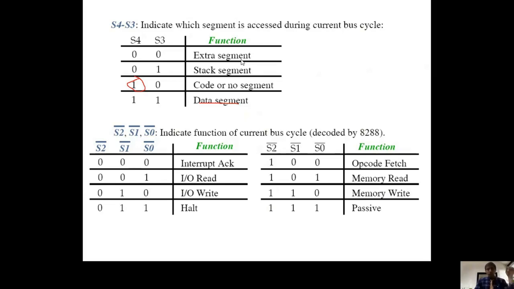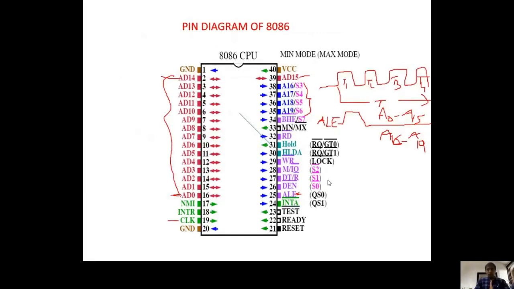Similarly, let us see the other status lines here. We have 3 more status lines, and these 3 status lines come under maximum mode. Let us see how we are selecting this set. These are A24 to A31. Whether we are selecting left side signals or right side signals is decided by pin number 33. What is pin number 33? MN/MX bar. Whenever MN/MX bar is 1, then we are selecting minimum mode. MN is minimum, MX bar is maximum. If it is 1, we get these 8 pins into picture. Whenever MN/MX bar is 0, then we are selecting maximum mode, and we get these 8 pins into account.